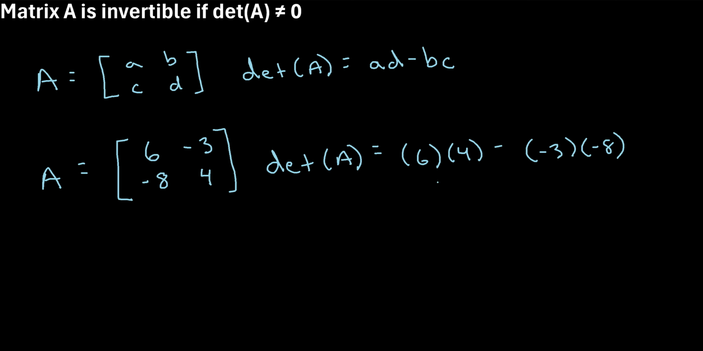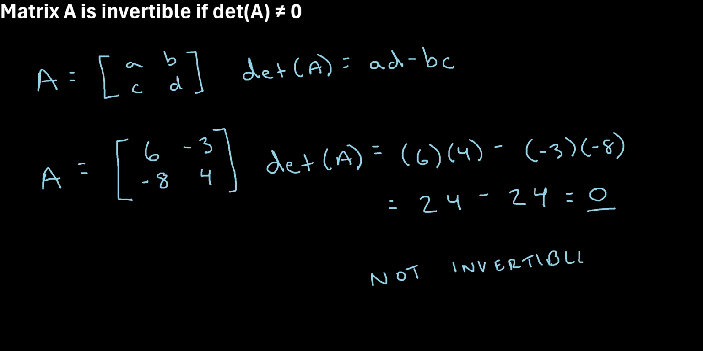So we get 6 times 4 is 24, minus a -3 times a -8, that's a positive 24. So we just get 24 here. So 24 minus 24 is equal to 0. So in this case, the determinant of this matrix is equal to 0. So that means it is not invertible. So let's write not invertible. This matrix does not have an inverse because the determinant is equal to 0.